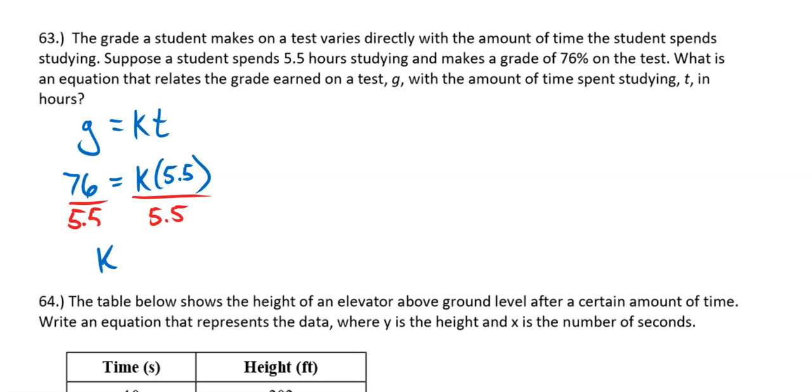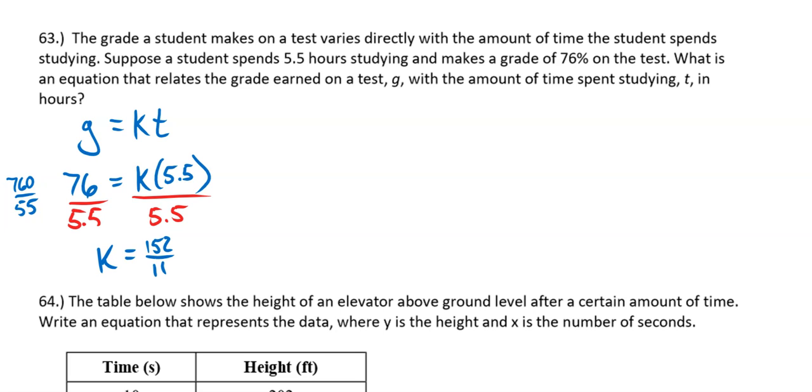So I got k equals. If I plug this into my calculator to give me a decimal, you can either convert that decimal or rewrite this as something like this over 55, and then reduce that fraction. If I reduce that fraction, it's 152 over 11. And so that's my k value.